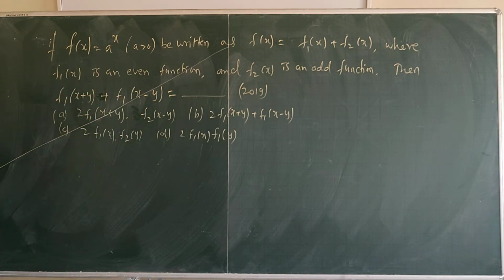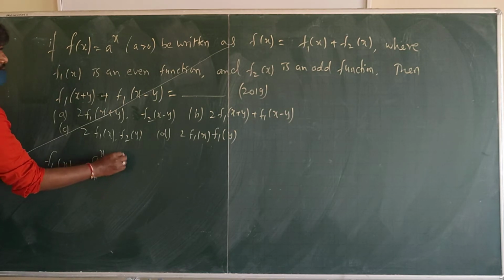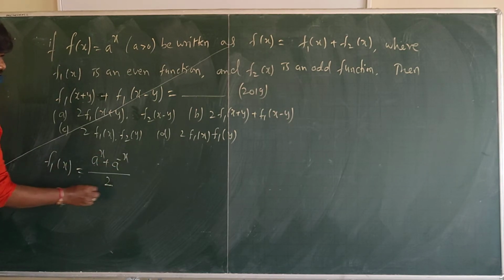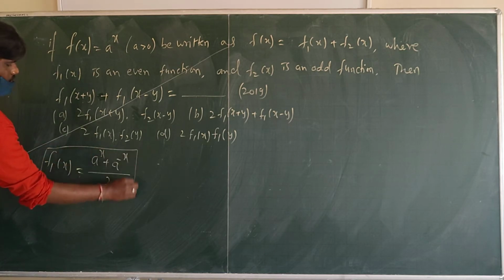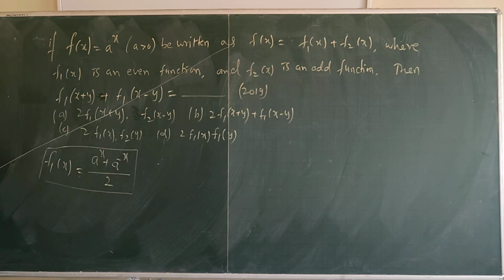See here, you want to find this one. You know that if it is an even function, f1(x) can be written as (a^x + a^-x)/2. As I explained in the even function class, an even function can be written as f(x) = (a^x + a^-x)/2.